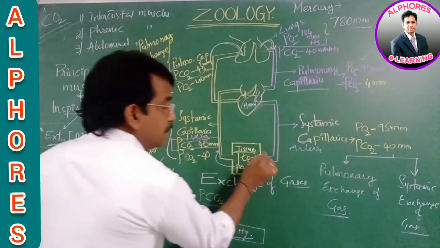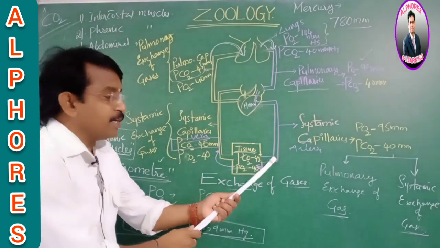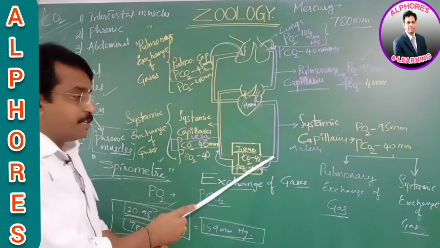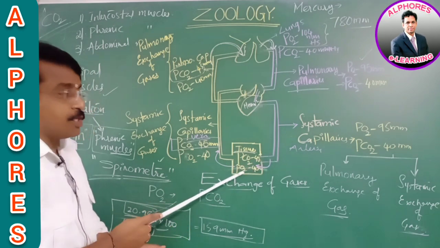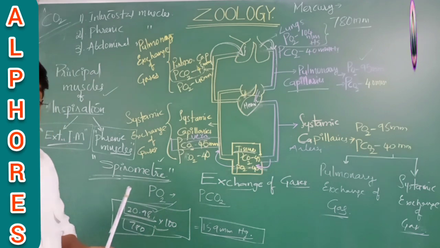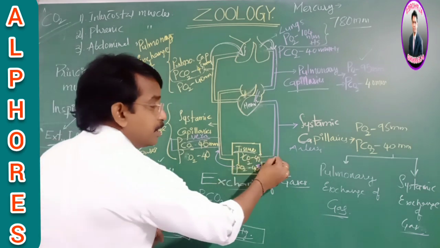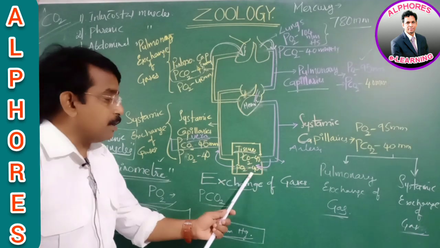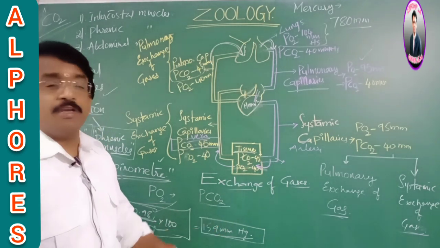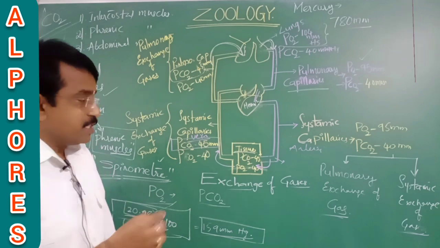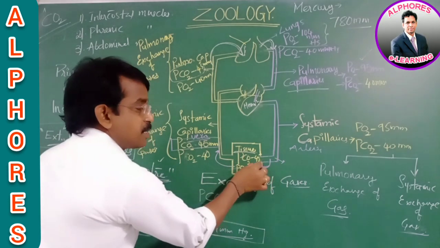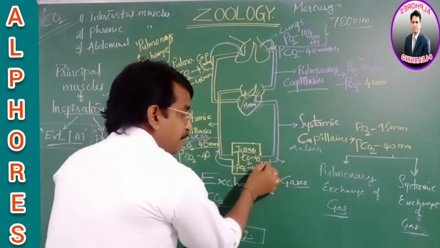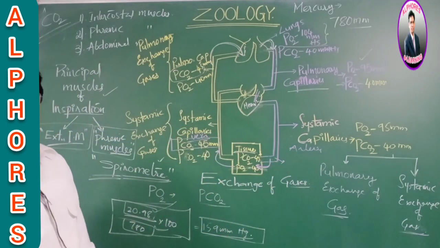Here with the systemic artery, exchange of gases takes place between systemic capillaries and the tissues. Why is it taking place? Here the oxygen partial pressure is 95 mmHg, and here the oxygen partial pressure is 40 mmHg. So gases diffuse from high partial pressure to low partial pressure, so here from 95 mmHg to 40 mmHg.